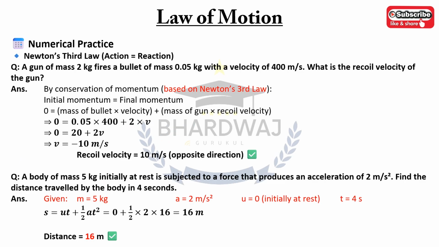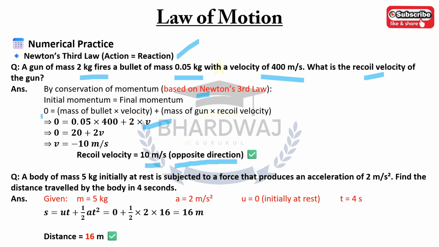Now we have Newton's third law, action and reaction. Question: a gun of mass 2 kg fires a bullet of mass 0.05 kg with a velocity of 400 meters per second. What is the recoil velocity of the gun? By conservation of momentum, based on Newton's third law, initial momentum is equal to final momentum, which is equal to 0, which is equal to mass of bullet multiplied by the velocity added to mass of gun multiplied by the recoil velocity. Then we put in the values and get the answer: 10 meters per second in the opposite direction. As we studied, when a bullet is fired, the gun will react in the opposite direction of the bullet fired.